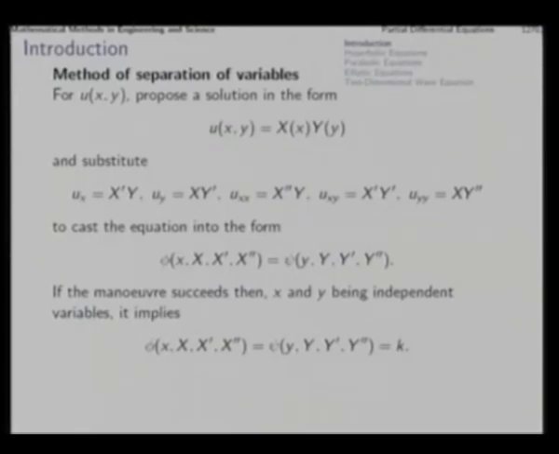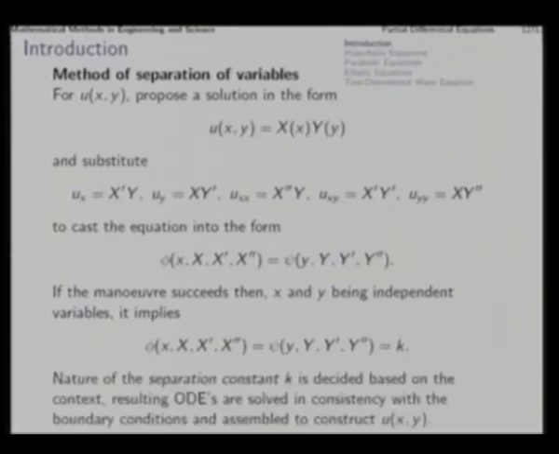What kind of constant of separation we will get here is determined from the context of the problem. Then, as we equate this to a constant, we get a differential equation in capital X, which we solve with small x as the independent variable. Similarly for this one. For every individual solution X of x and Y of y, we insert them back here and construct the solution for the partial differential equation, that is, after solving two ordinary differential equations, we collect the corresponding solutions and put them here to form the solution of the partial differential equation.